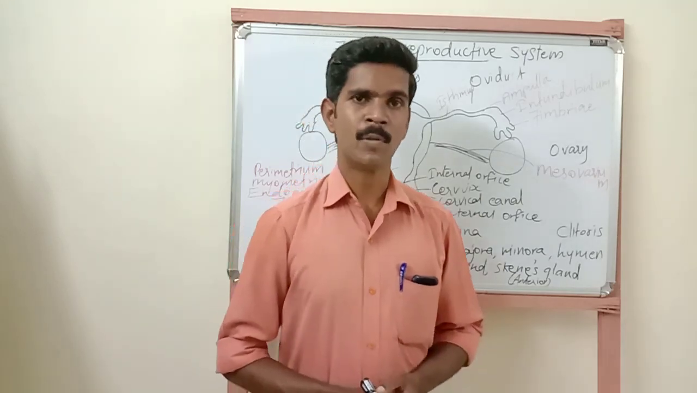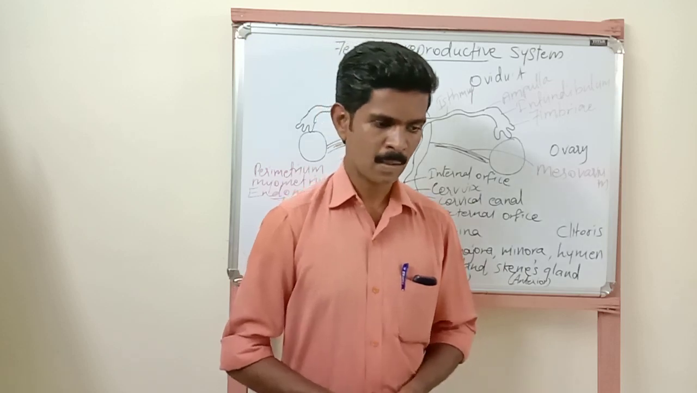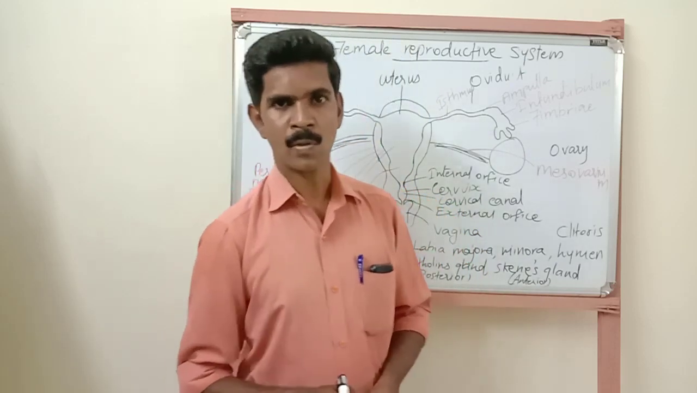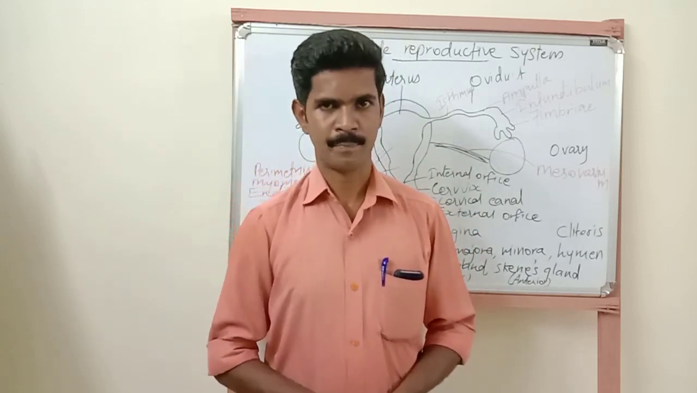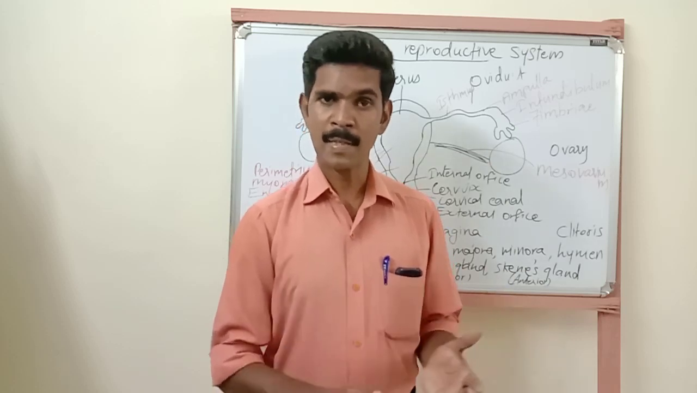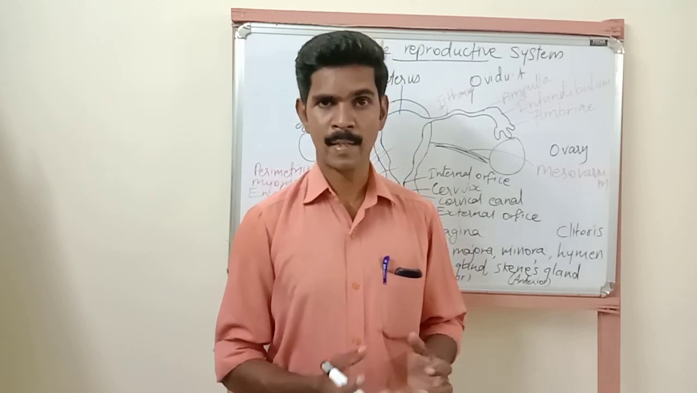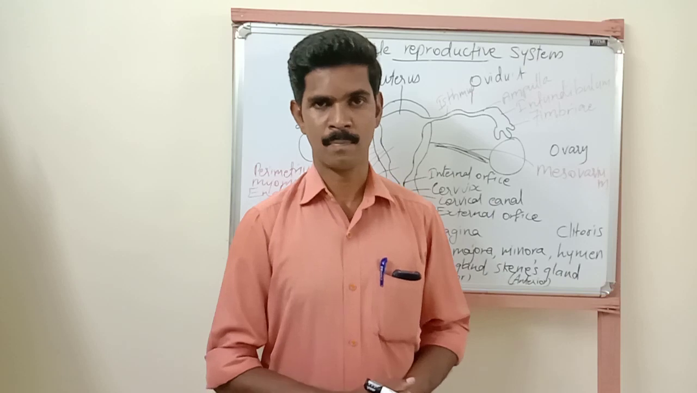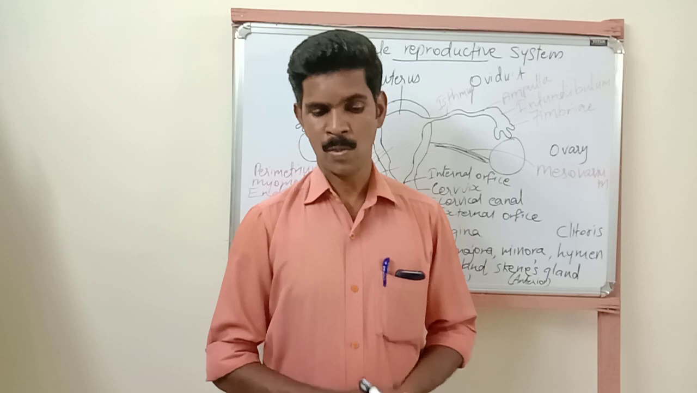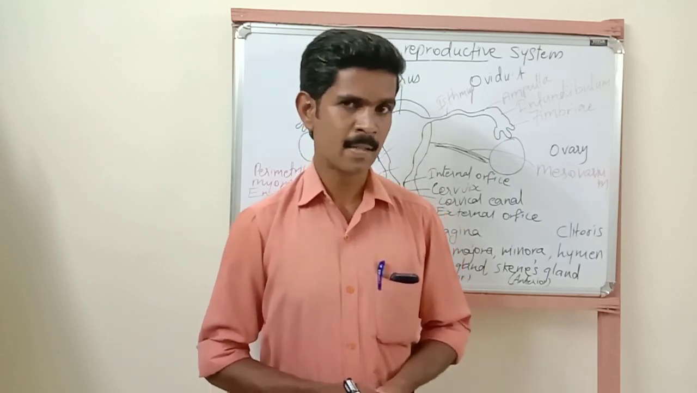First, I will explain the structure of the female reproductive system. Like the male reproductive system, the female reproductive system also consists of many organs. In the male reproductive system there are the primary sex organ, accessory glands, accessory duct, external genital organs, and many other organs. Like that, in the female reproductive system also many organs are there. Now I explain all these organs one by one. Listen very carefully. Understand?